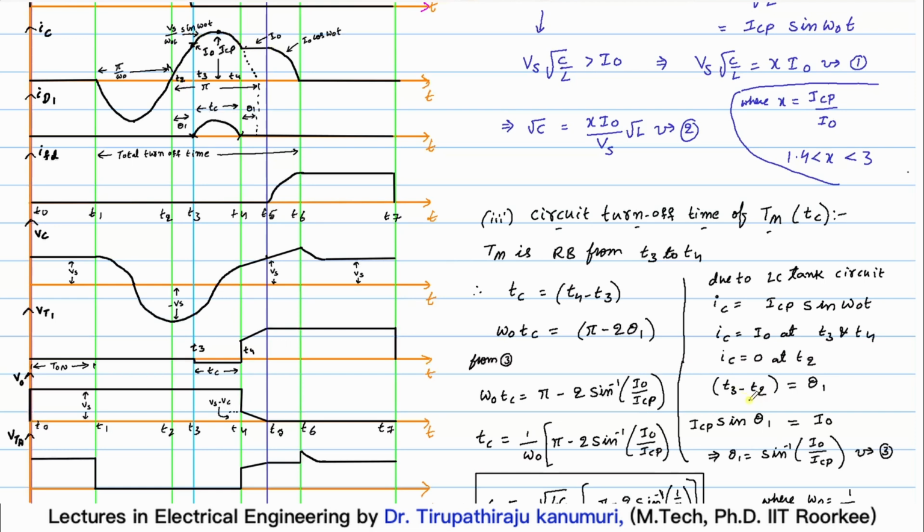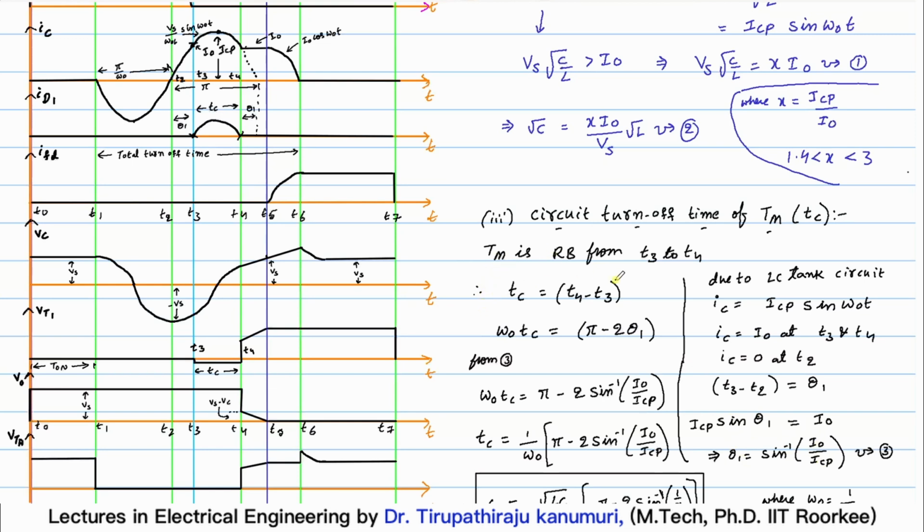So I can tell that T3 minus T2, this value we have discussed in the last class, that is nothing but equal to theta 1. So the magnitude, that means at this point I0 I can write as, because it is varying sinusoidally, ICP sine omega naught t. At that instant, the angle covered is theta 1. So ICP sin theta 1 is equal to I naught. Or from this, I can calculate theta 1 is equal to sin inverse of I naught by ICP. So let us proceed further.